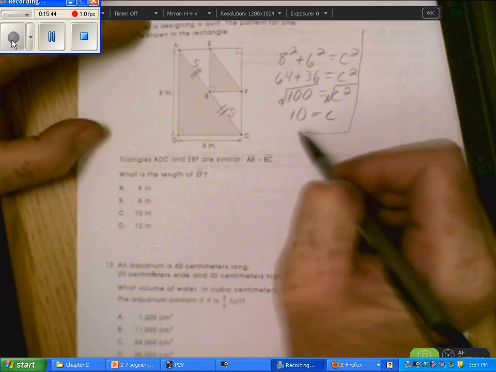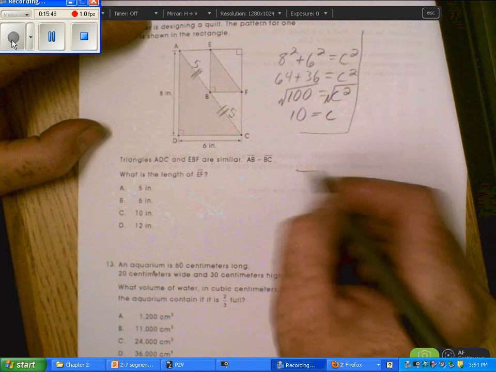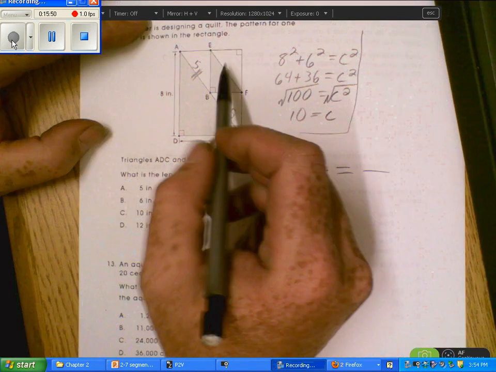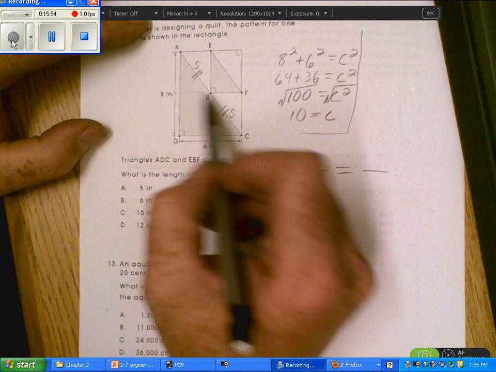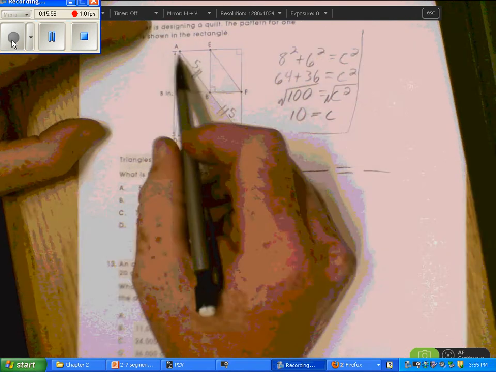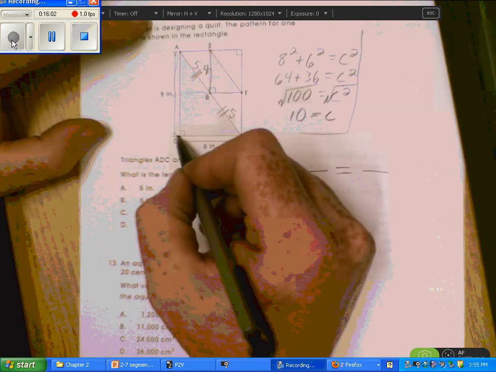And once we have that, we know that these two are similar. Well, we need to be able to set up a proportion, and we need to find a side in this other triangle. And the way this works, if we look across through here, if this whole side over here is 8, then this part from E to B has to be 4. If this whole thing is 6, this part has to be 3.